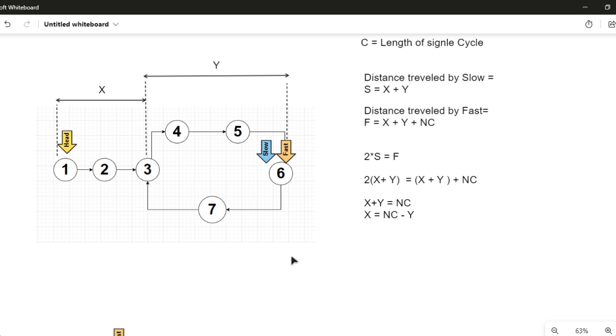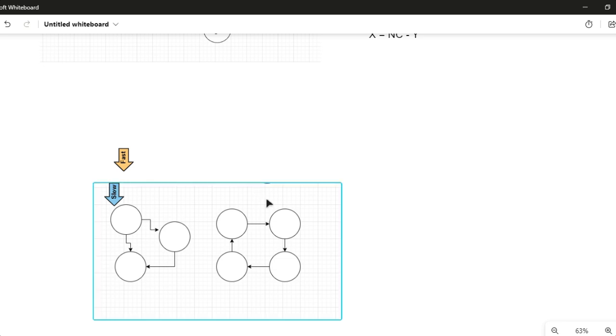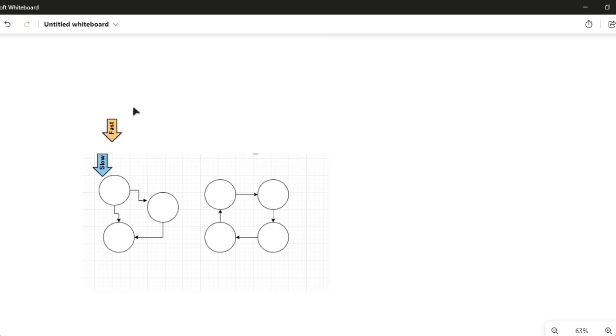If this intuition is not clear to you, I have another intuition for you. Let us consider two cases. We will only have two types of cycles: either the cycle will be odd or the cycle will be even. If the cycle is even, the fast pointer will be moving two nodes at a time. In this case the fast will skip this node and go here, skip this node and go here. In that case it will definitely meet the slow, because as the slow is going one pointer at a time, it will definitely come to this or this, and they will eventually meet if the length is odd.